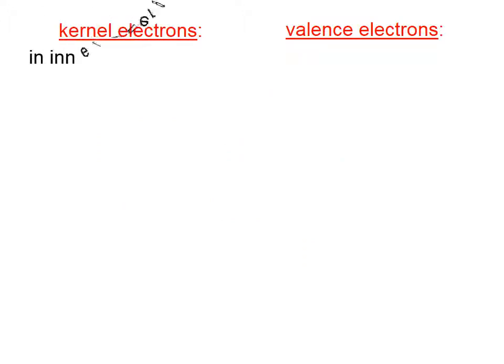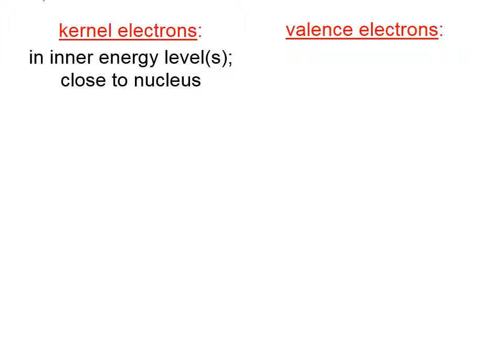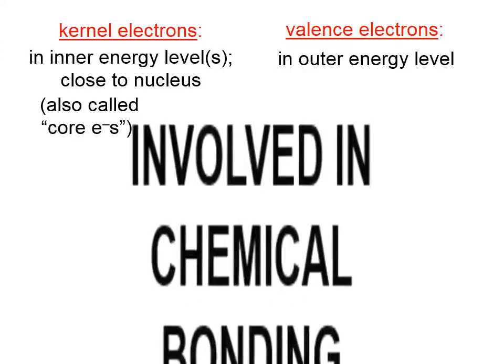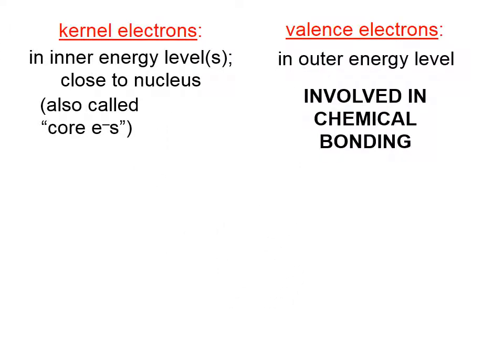Kernel electrons are in the inner energy levels. They're close to the nucleus. They're sometimes called core electrons. Valence electrons are in the outermost energy level. And of course, in any atom, there's only one outer energy level. There could be several core levels, but there's only one valence energy level.